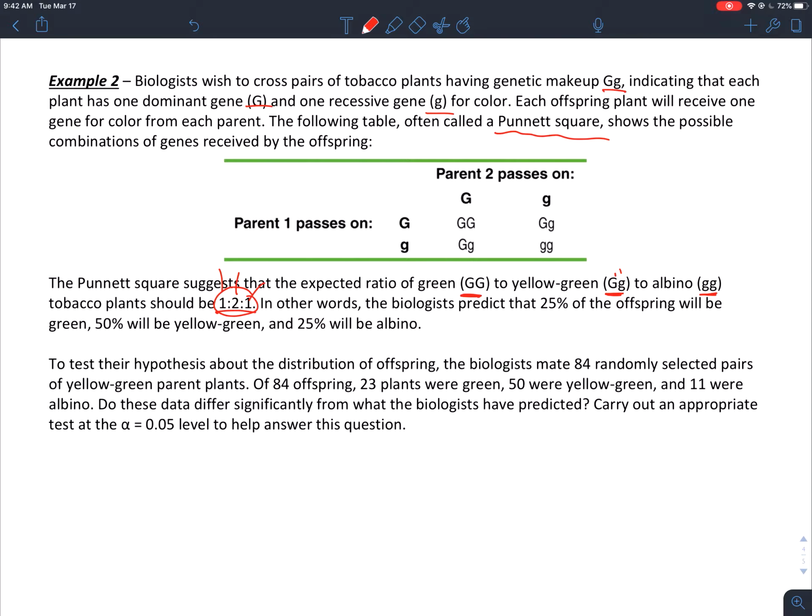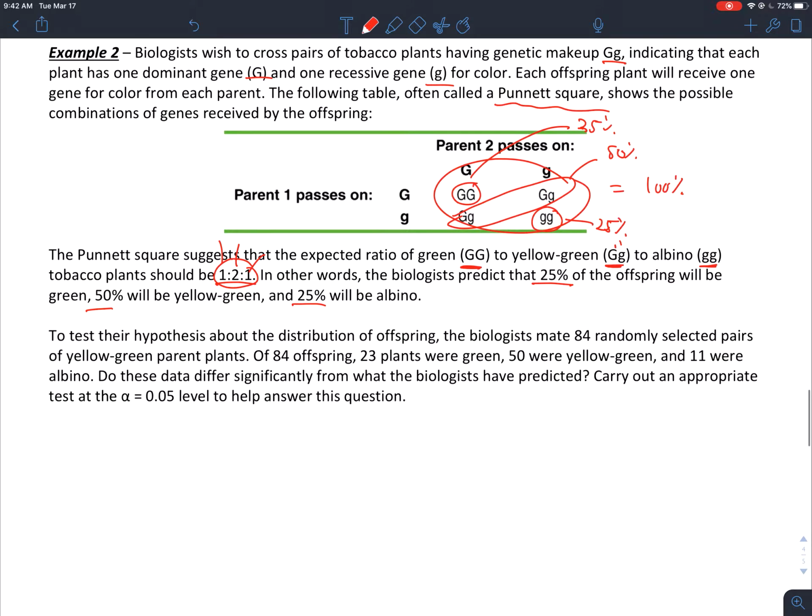Which basically results in these 3 proportions. You can think about it: this should be 100% of the distribution, but there's 2 of these, 1 of this, and 1 of this. So this must be 50%, and this must be 25%, and this must be 25%. I think that's fairly clear. So that's actually our hypothesis.